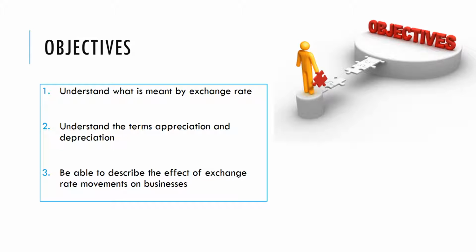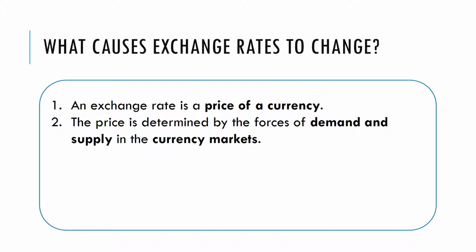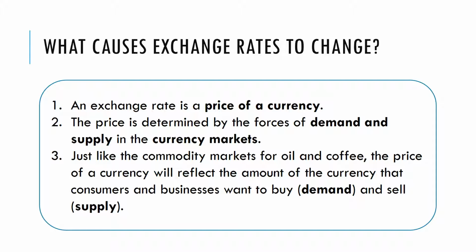Let's have a look at the effect of exchange rate movements on businesses. But first of all, let's see what moves the exchange rate. What causes an exchange rate to change? Well, as we said earlier, an exchange rate is a price of a currency. And as we've learned in theme 1, the price of anything is determined by the forces of demand and supply. And this applies for exchange rates. So just like any commodity or product, oil or coffee, the price of a currency will reflect the amount of currency that consumers and businesses want to buy and sell.